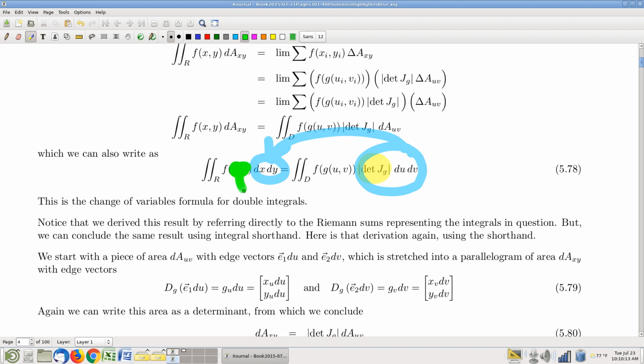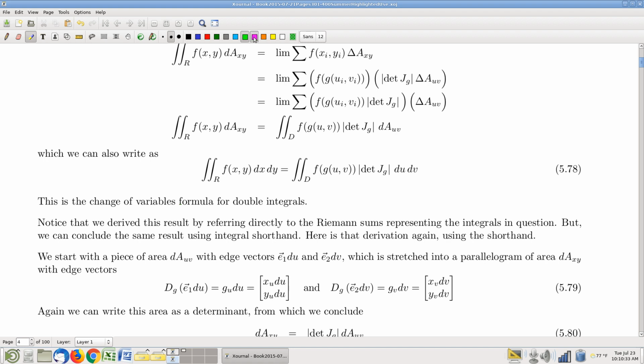X and Y are g of u, v. There's our premise: we have this change of variables function g that takes u's and v's to x's and y's. Everything else is just a matter of kind of recopying. And there you go. So, nice punchline then.